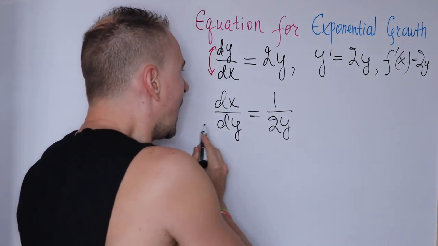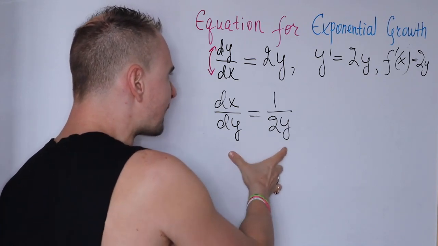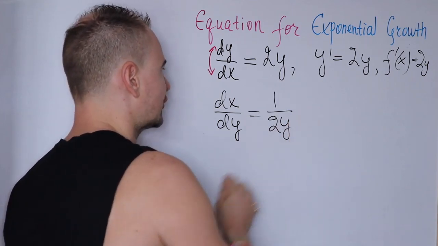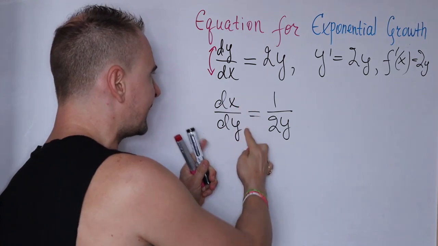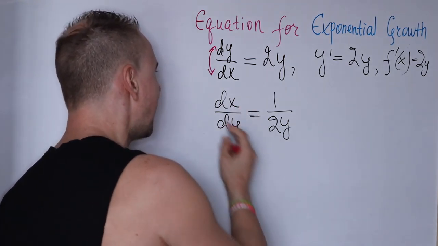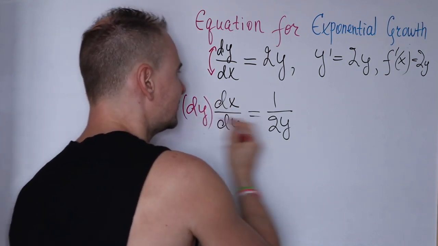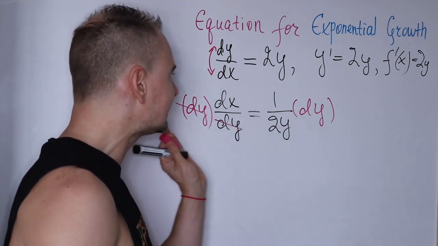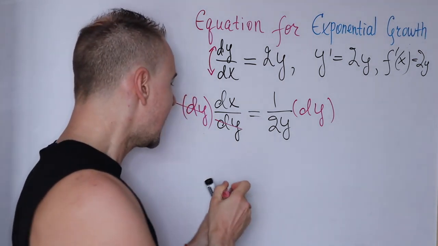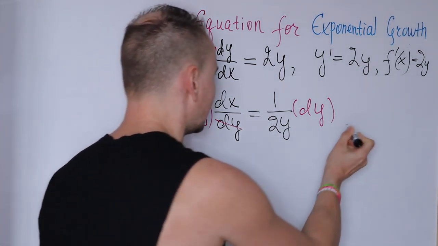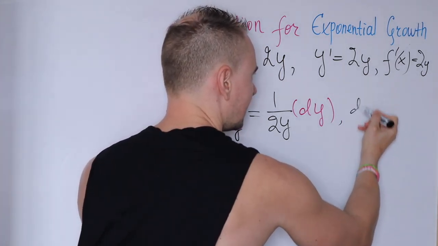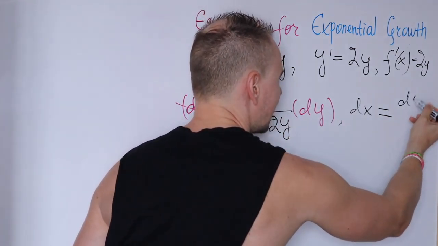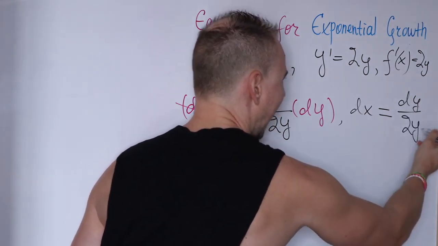Now, the way I would do it, I will multiply both sides of your equation by dy in order to bring this dy to the right side. I'm going to break down this dx over dy by multiplying both sides by dy. What it does is it clears off the dy on the left side. So in a nutshell, dy is gone. You are left with dx on the left side, and on the right side, I'm going to place dy on top of my fraction. It becomes dy over 2y.